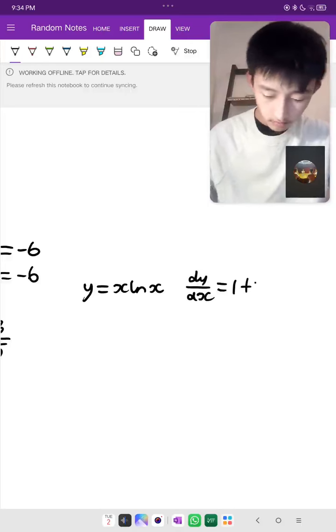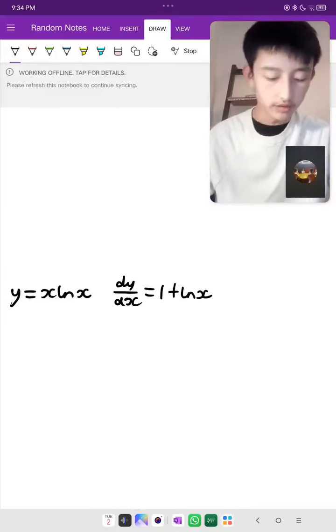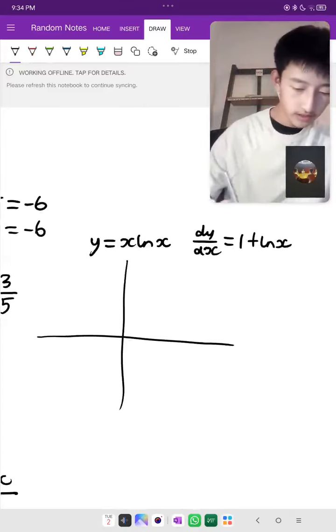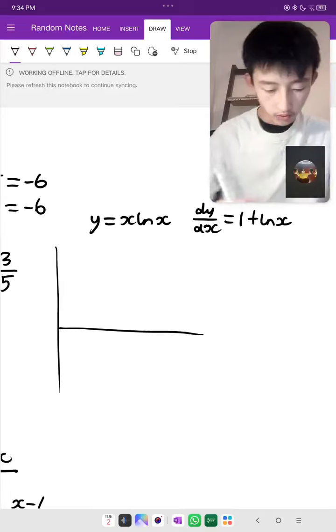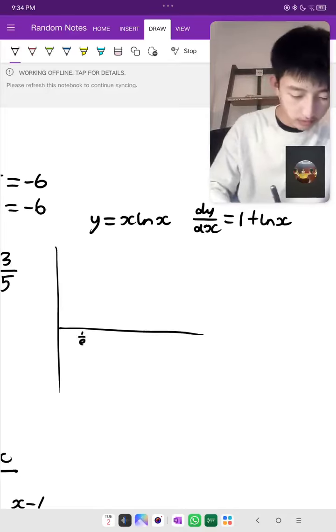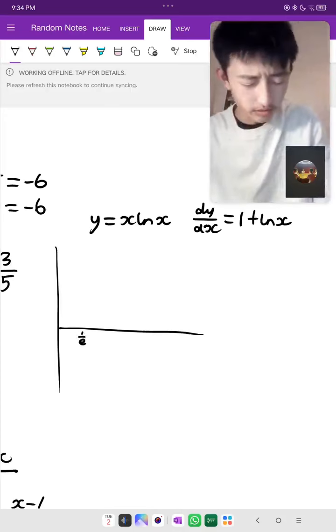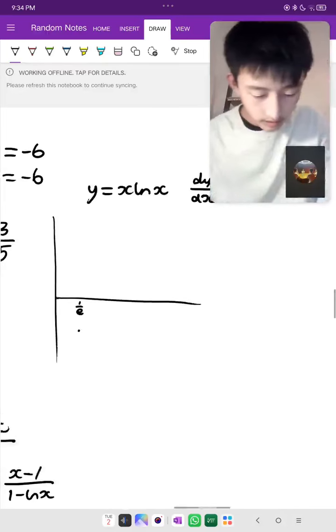Well, ln x can't be minus 1. Yes, it can. So if x is 1 over e, then we have a stationary point. Oh, ln x isn't defined for x less than 0, so I can just consider positive values of x. So when x is 1 over e, we have a stationary point. Y is going to be 1 over e times minus 1, so the stationary point is going to be negative. Okay.